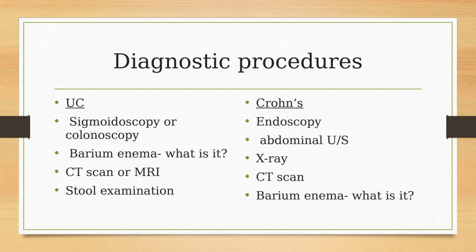Here are your diagnostic procedures. So the sigmoidoscopy and the colonoscopy, I think I've talked about at length. The stool examination is necessary just to rule out, for example, what if it is bacterial in essence, or we don't have visible blood, so we would look for hidden blood. CAT scans, MRIs, barium enema, what is it? And I wish we had class time, but what is a barium enema?